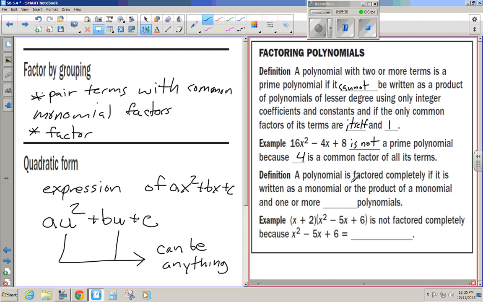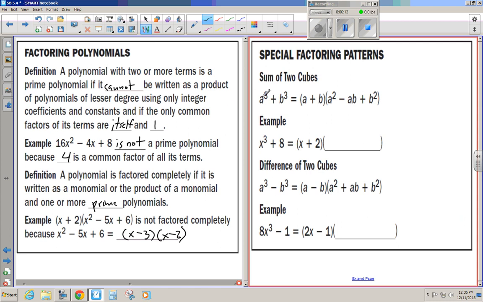A polynomial is factored completely if it is written as a monomial or the product of a monomial and one or more prime polynomials. Here's an example. It is not factored completely because x squared minus 5x plus 6 can also be factored into x minus 3, x minus 2. So that's why it's not factored completely. You just have to have this part filled out. Mathematically speaking, we'll see some stuff here in a minute.